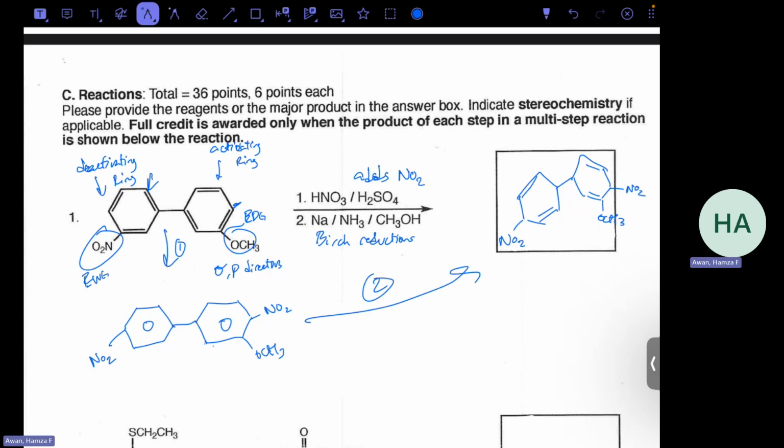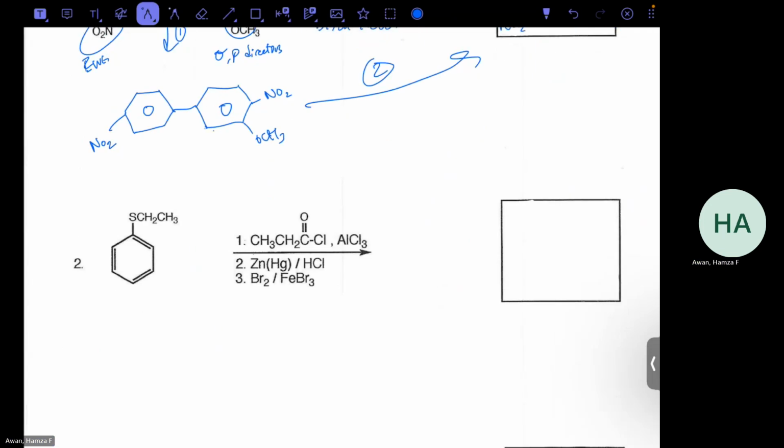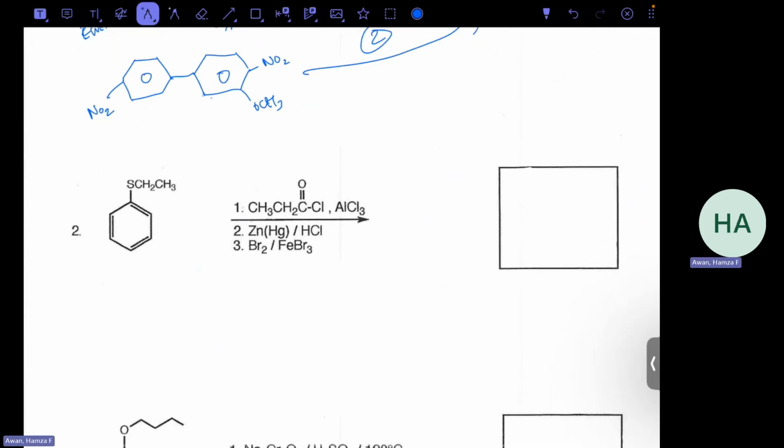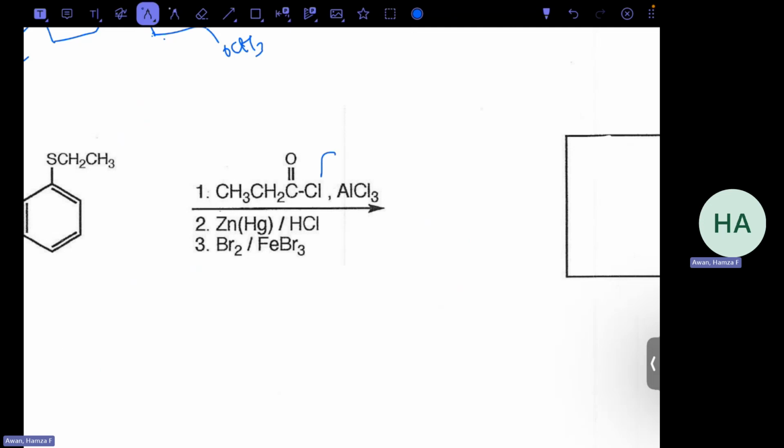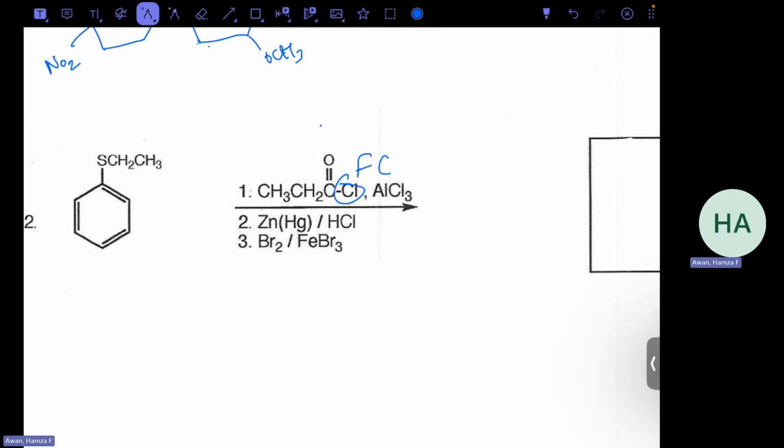No? Okay. So now we have Friedel-Crafts, right? So the first step is Friedel-Crafts, so FC. What Friedel-Crafts does is essentially add a ketone, or an aldehyde. In this case, because we have CH3, CH2, it's going to be a ketone.